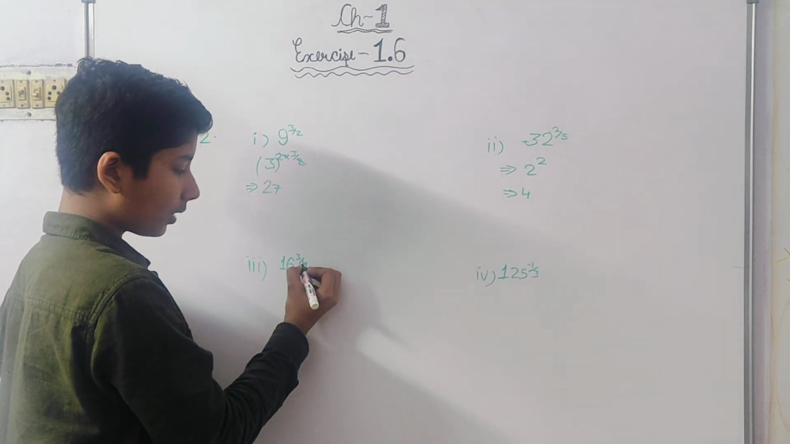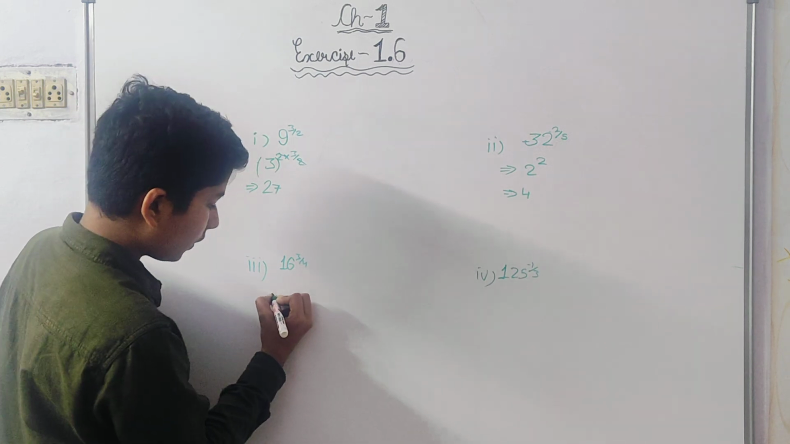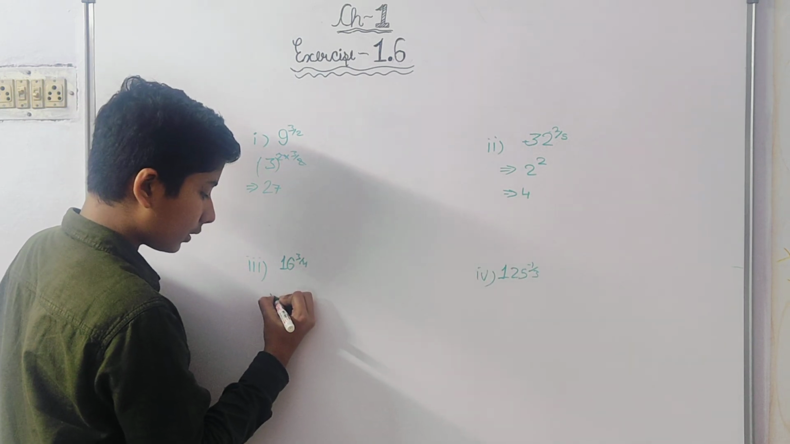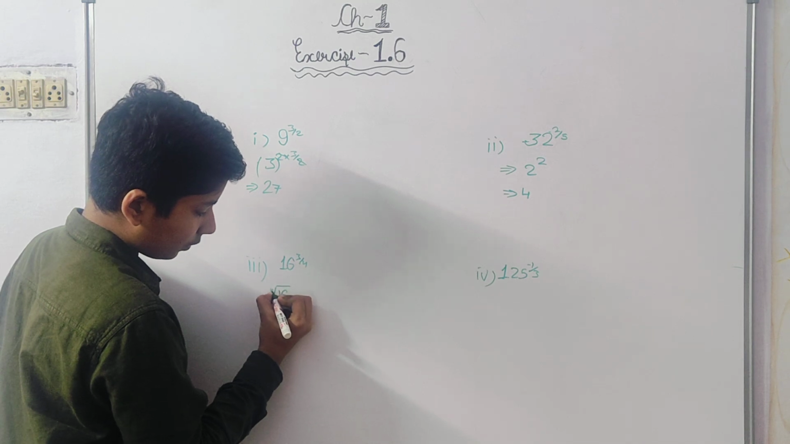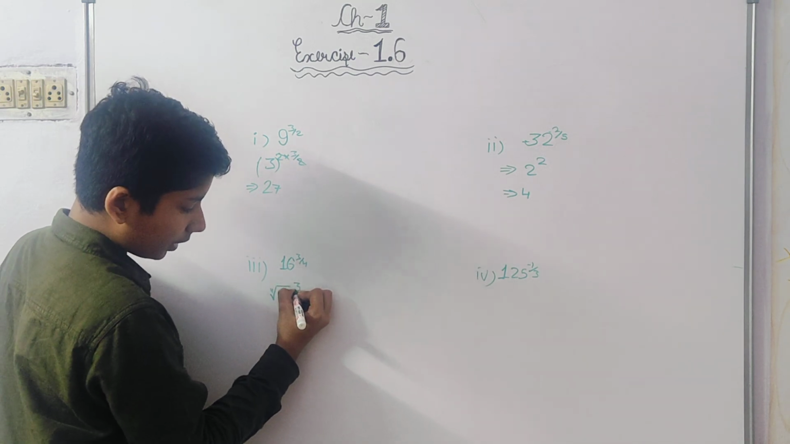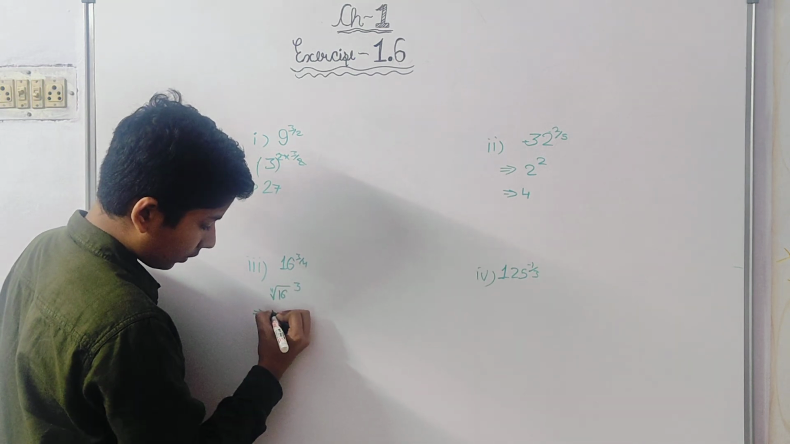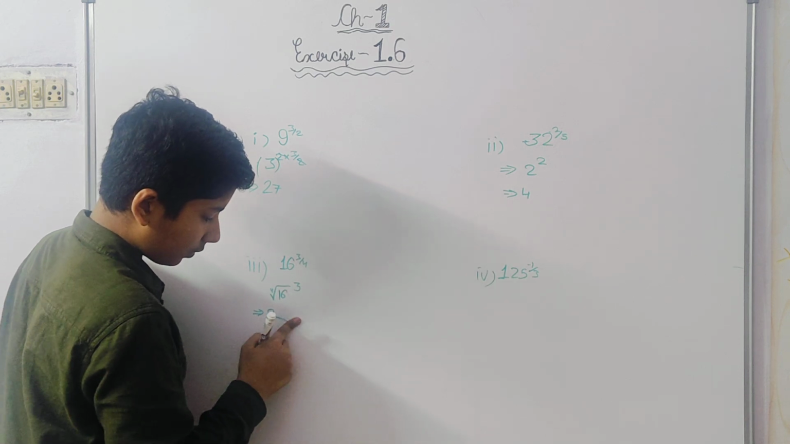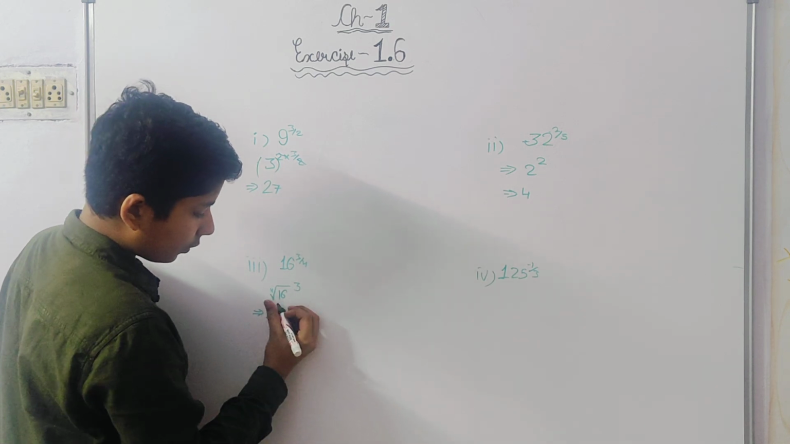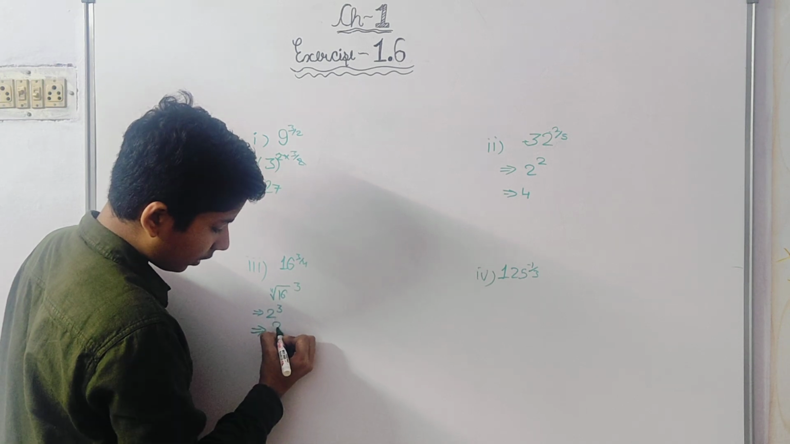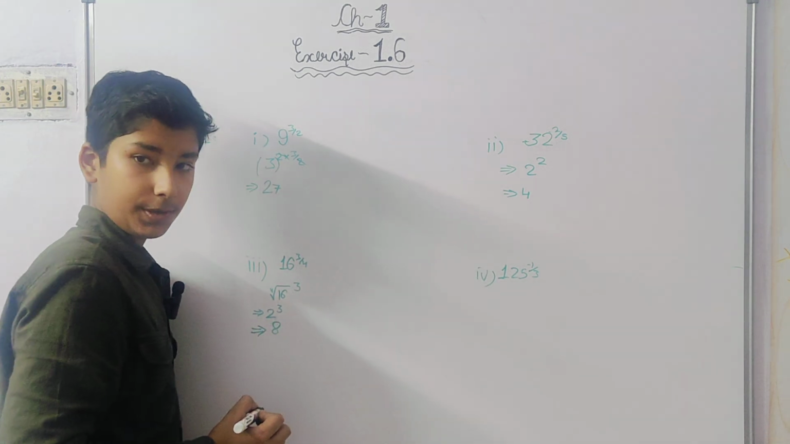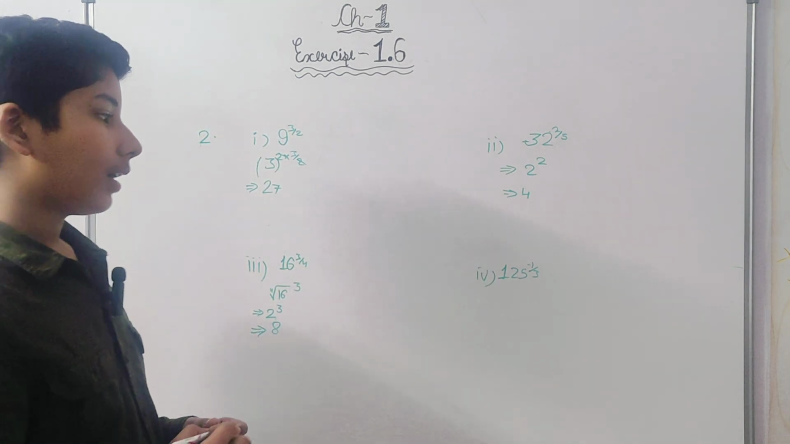Now this one, 16 to the power 3 by 4. Firstly, the fourth root of 16, which is 2, then to the power 3, 2 to the power 3, which is 8. So we have got our answer 8.